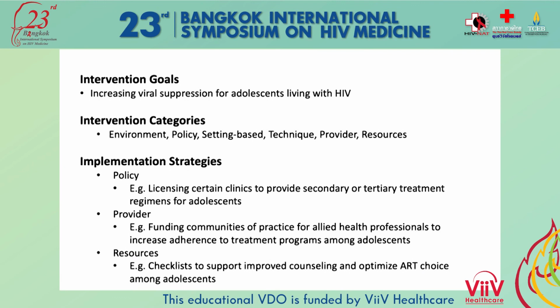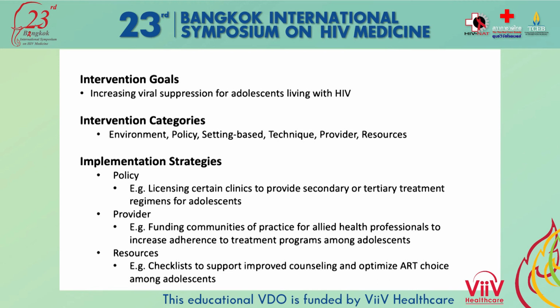So to give an example, an intervention goal may be about increasing viral suppression for adolescents living with HIV. Intervention categories could be environmental policy-based, setting in terms of a clinic or a tertiary care hospital, a type of technique, provider, different types of resources.